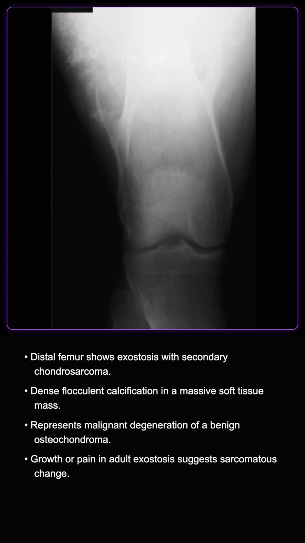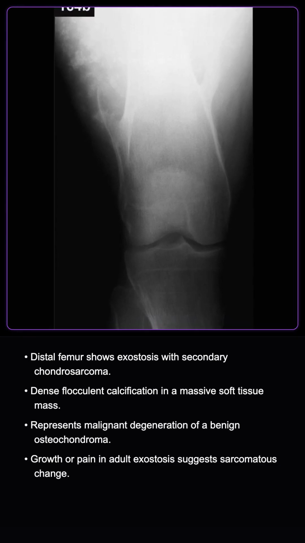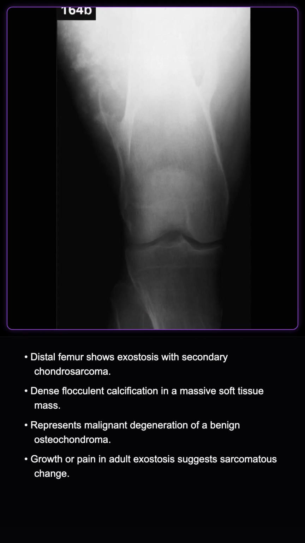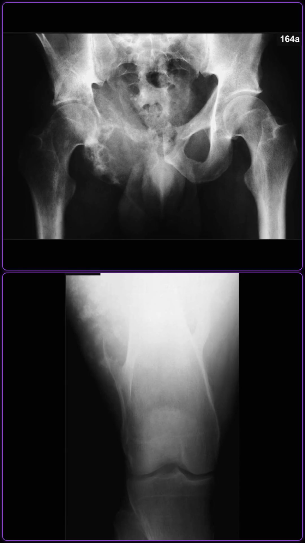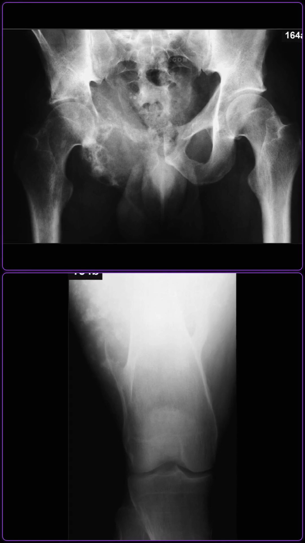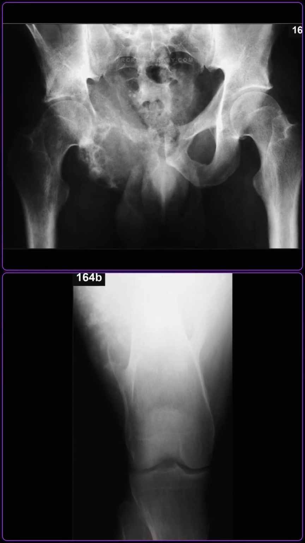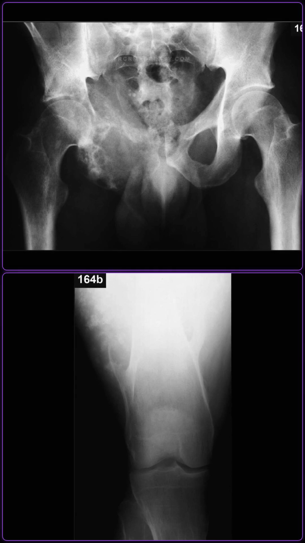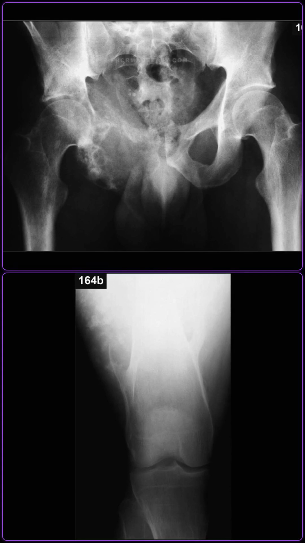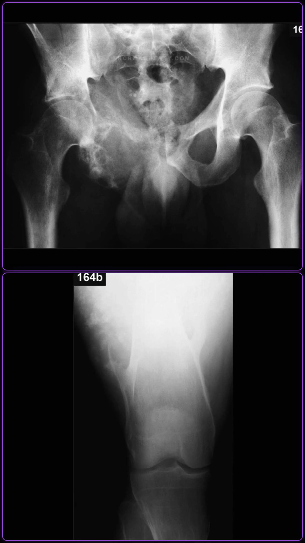This illustrates a peripheral chondrosarcoma, which results from malignant transformation of a benign osteochondroma. Malignant transformation should always be suspected if a benign exostosis becomes painful or continues to grow after skeletal maturity. Differentiate between central and peripheral chondrosarcomas and explain how to distinguish chondrosarcoma from benign enchondroma.